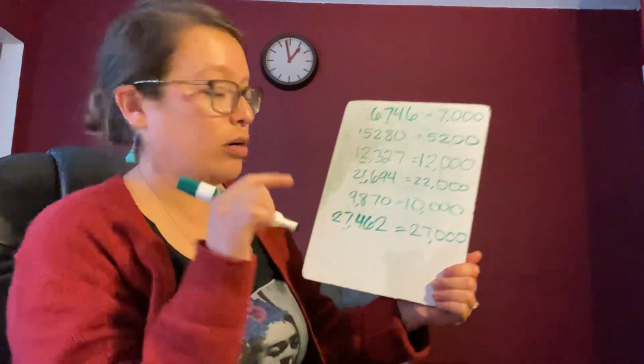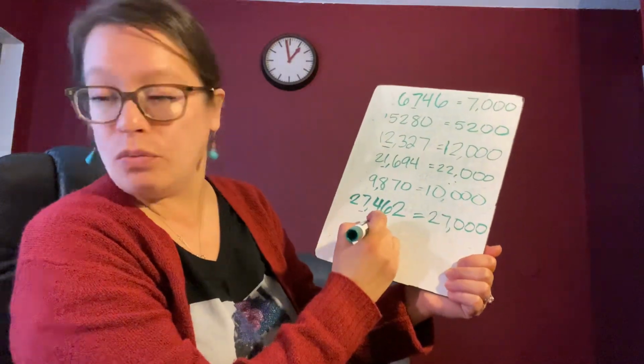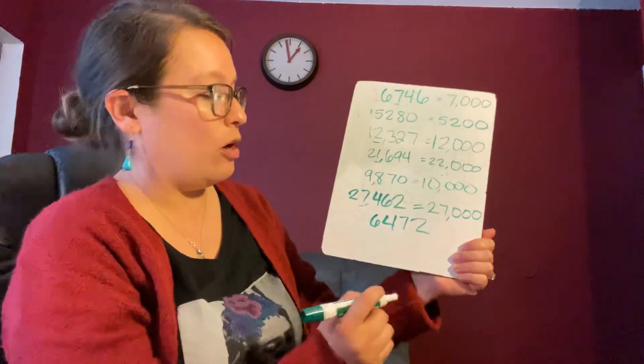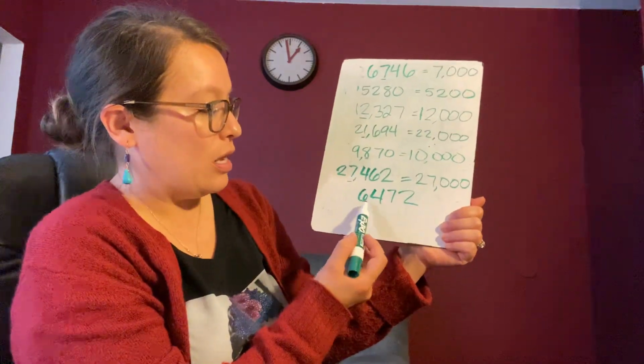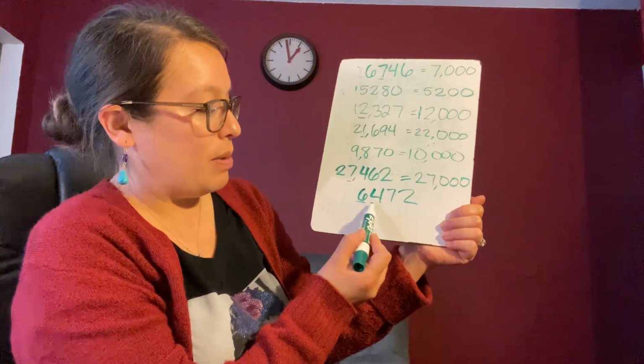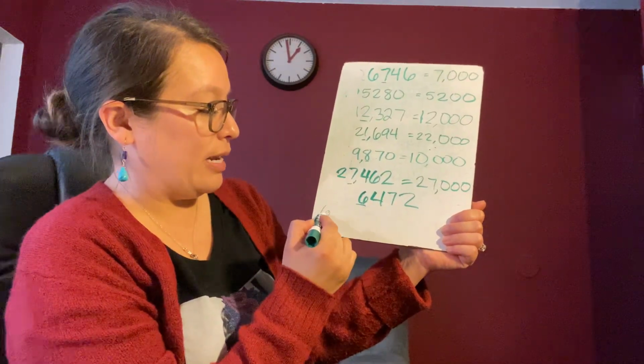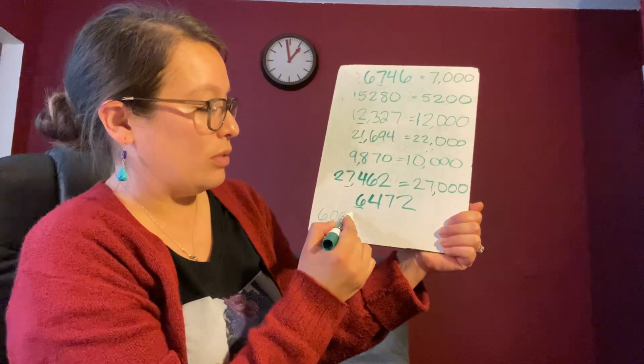All right, 3 parts to this question. Round 6,472. All right, first to the nearest thousand. So here's thousand, but I look at my hundreds. If it's 4 or lower, this stays the same, so it'd be 6,000.